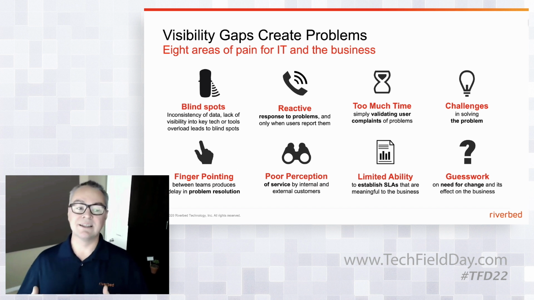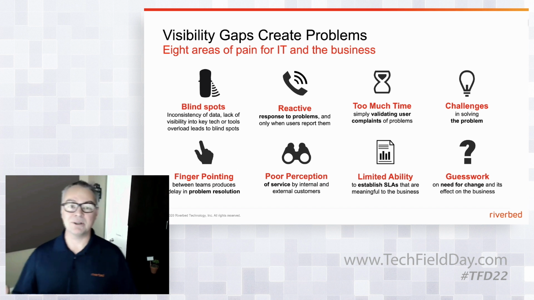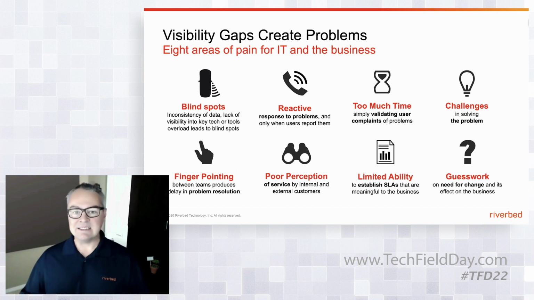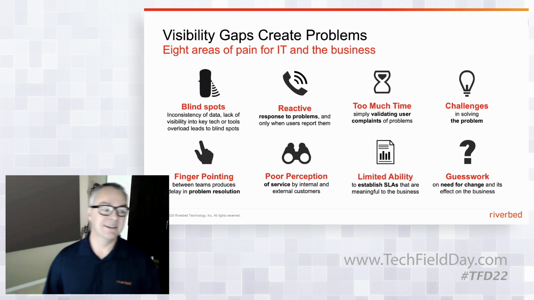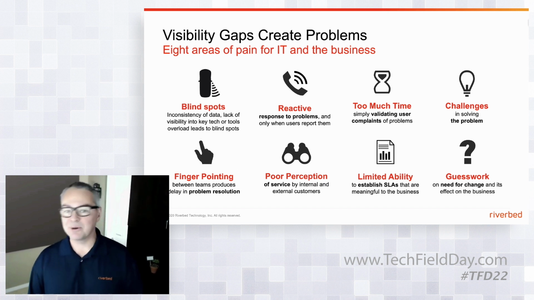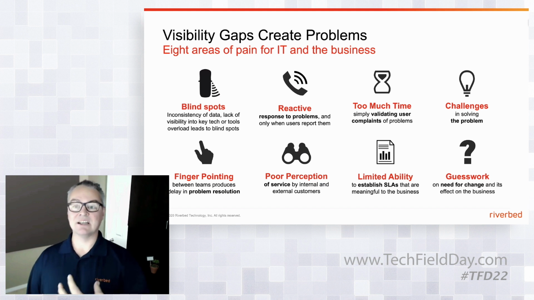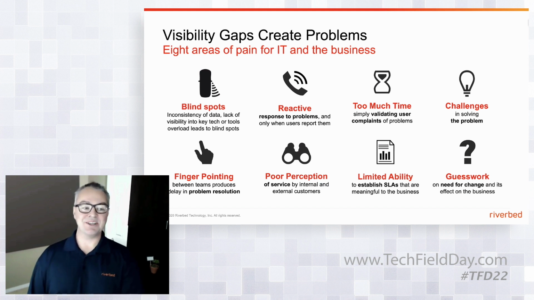Maybe some things are complex, so we have challenges in solving the problem because our networks today, they're not simple. It's not an easy button to networking. They're still complex. We still see finger pointing between groups. We still see poor perception of service, and maybe you can't even have the ability to have SLAs. Maybe you just can't in some cases. And maybe a lot of the stuff that you need to collect to be able to make changes for the good in your organization, there's just a lot of guesswork there because of poor visibility, right?